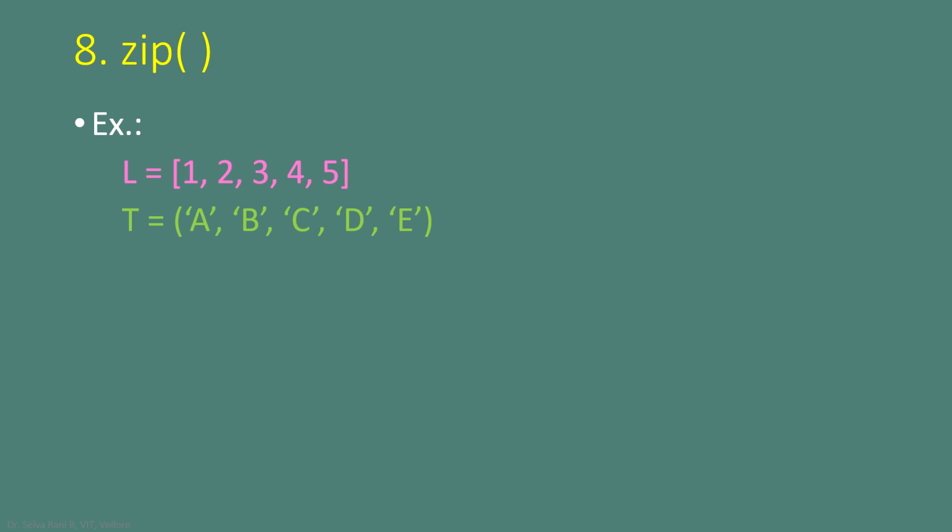Let us consider L is a list with 5 elements in it: 1, 2, 3, 4 and 5. T is a tuple with 5 elements in it: A, B, C, D and E. If we zip these two sequences, list and tuple, with the help of the zip function, zip of L comma T, and it should be converted into a list, so we are giving list of zip of L comma T.